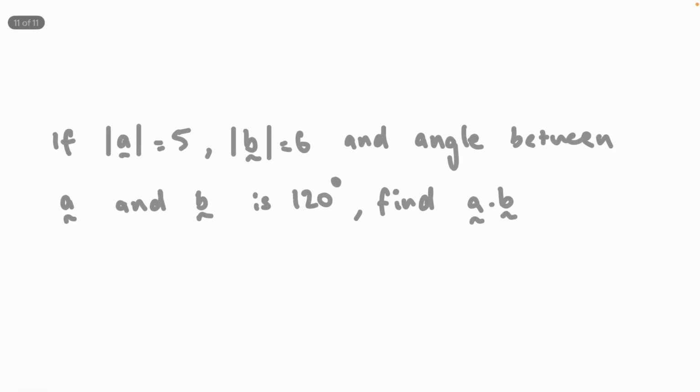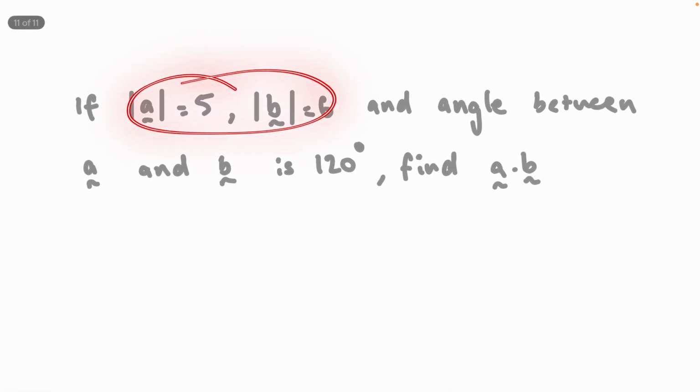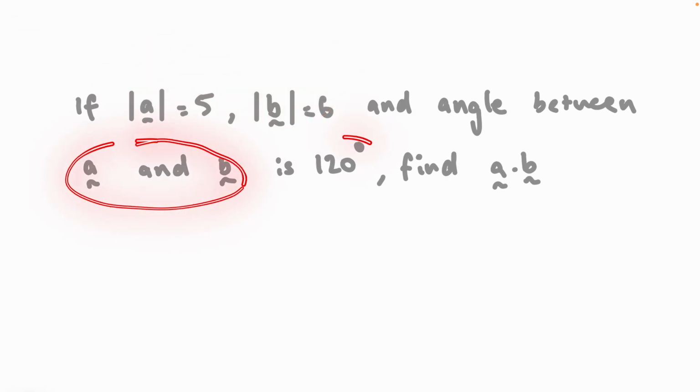Similarly, we have this question here. If the magnitude of A and B is still 5 and 6 respectively, however, this time the angle between vectors A and B is 120 degrees, work out A dot B. So pause the video and give this a go yourself. Okay, it's the same concept.